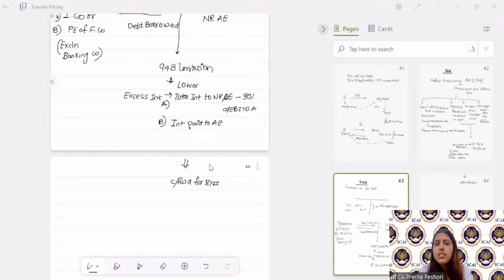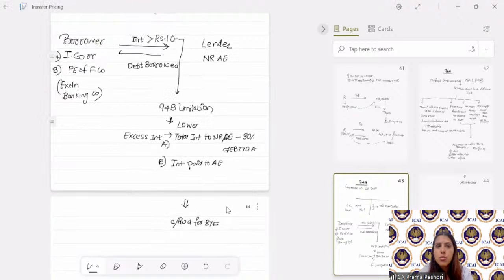So if there is an Indian company which is borrower of loan or debt from non-resident AE on which it pays interest exceeding rupees 1 CR, then the excess interest, which is lower of total interest paid to the AE minus 30% of EBITDA, or the total interest paid to AE, whichever is lower, will be disallowed and carried forward for a period of 8 years. Is that clear?